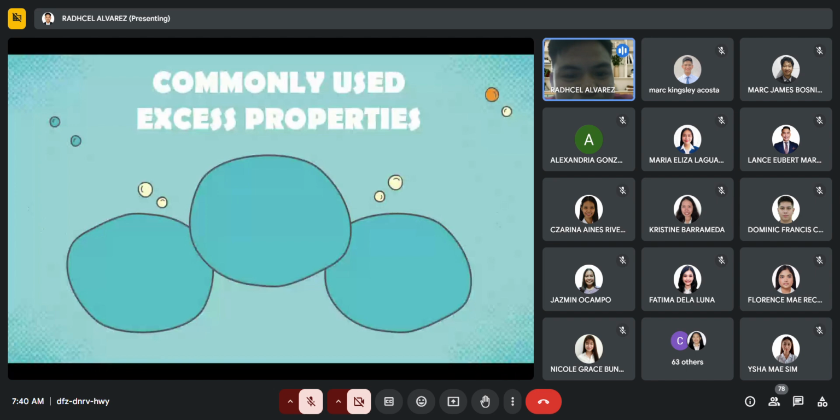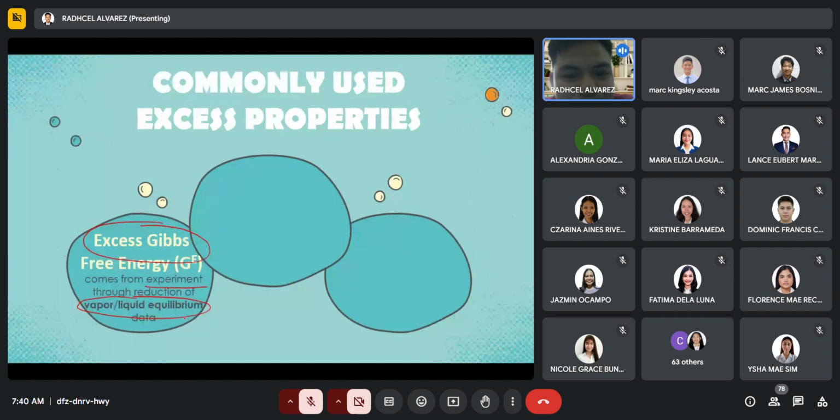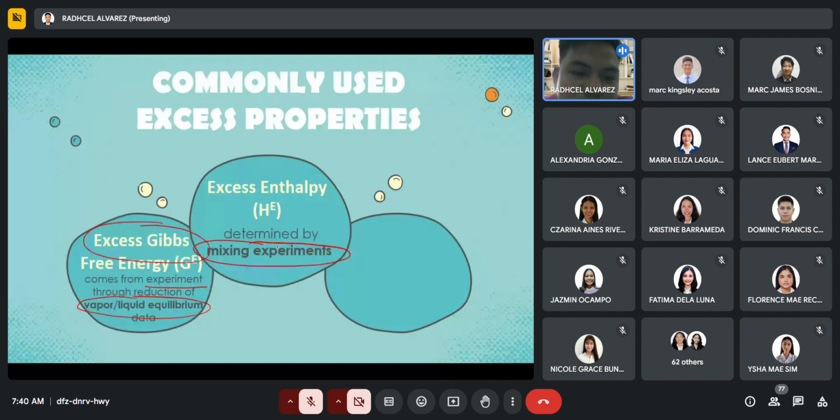Your excess Gibbs free energy comes from experiment. We can get the excess Gibbs free energy through an experiment involving your VLE data. For the other one, the excess enthalpy, this is determined by a mixing experiment. So, na-determine naman siya, this property, through the experiment using the VLE for excess.